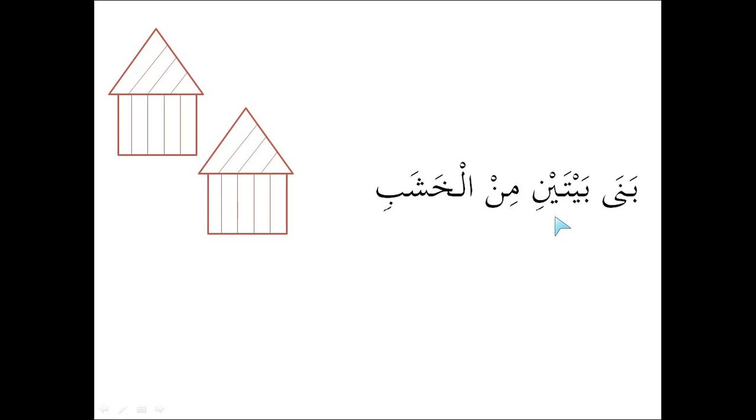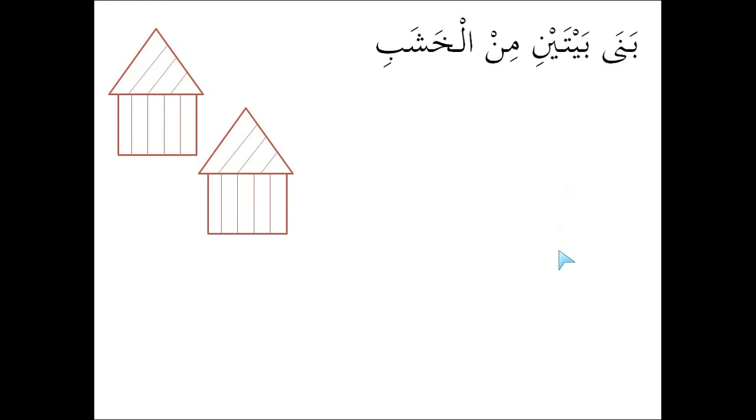Baytain is the dual, al-muthanna. And the reason we've made this muthanna with the ya and not the alif is because it is the maf'ulun bihi of bana. And the maf'ulun bihi is always mansub. And the muthanna, when it is mansub or majroor, takes a ya rather than an alif.